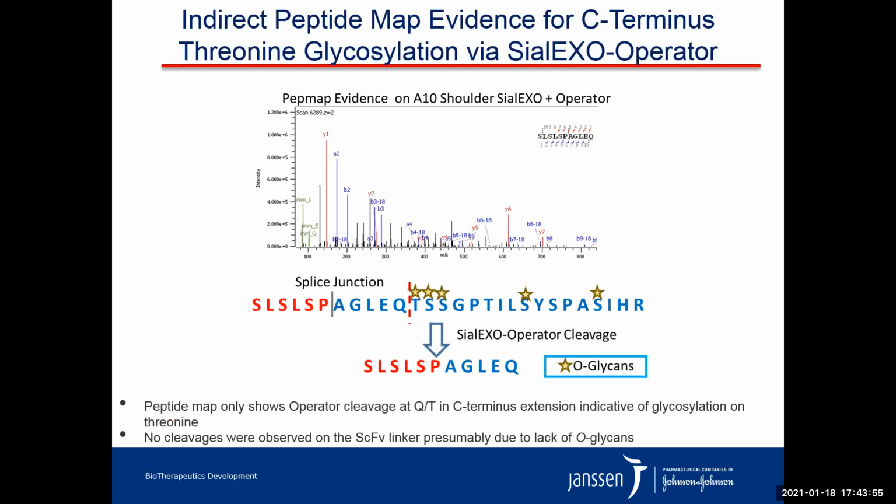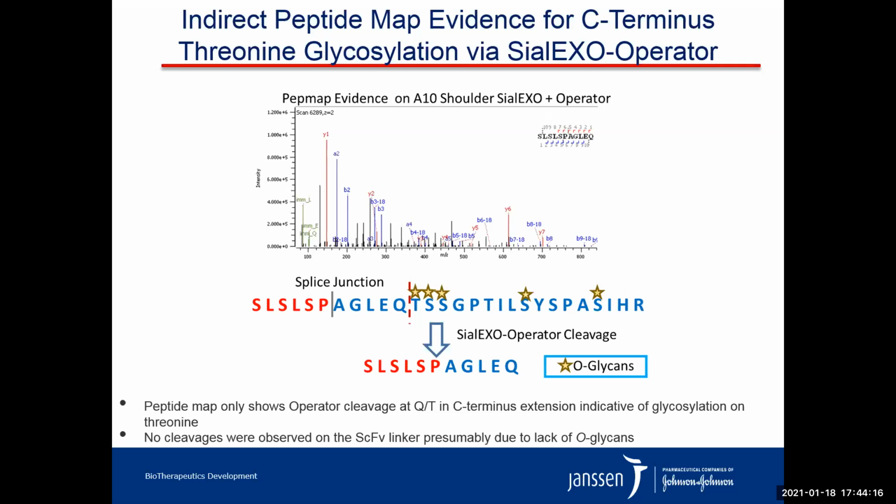We next confirmed the glycosylation site on threonine on the extended sequence, where peptide mapping shows indirect evidence that the first threonine residue is glycosylated. This was done using SialEx operator, where SialEx cleaves N-terminus of a glycosylated threonine.